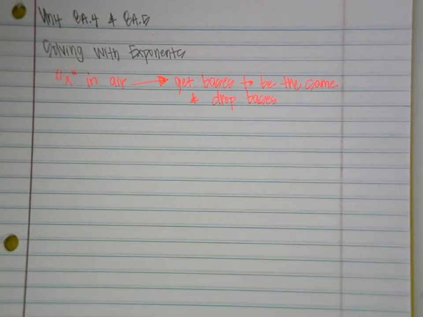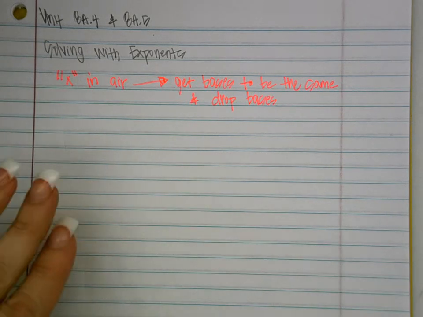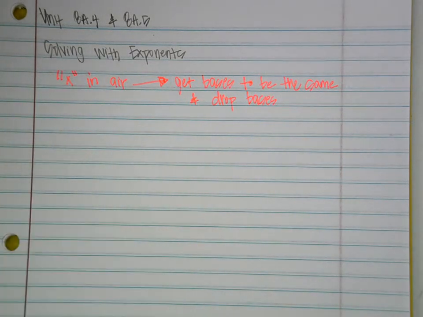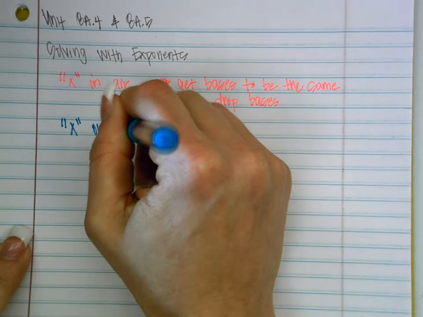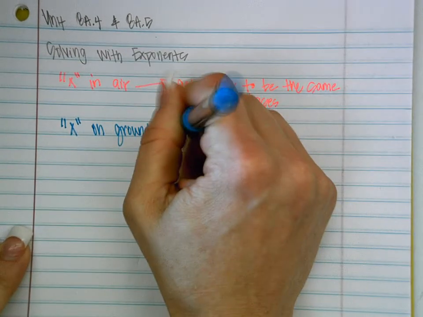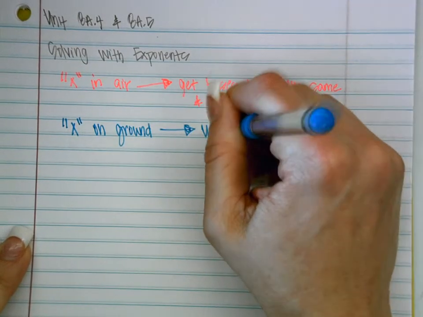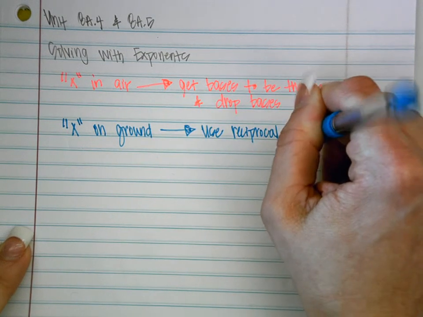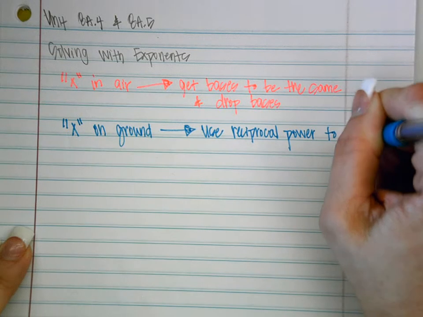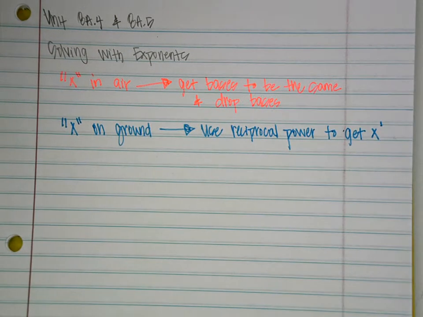The other kind of problem that you will see is when you have x on the ground. If you have x on the ground, you want to use the reciprocal power to get x to the first power. I'm going to show you lots of examples for these, so don't worry too much if you are a little confused about what that's talking about. Those are the two main types of problems you're going to see.